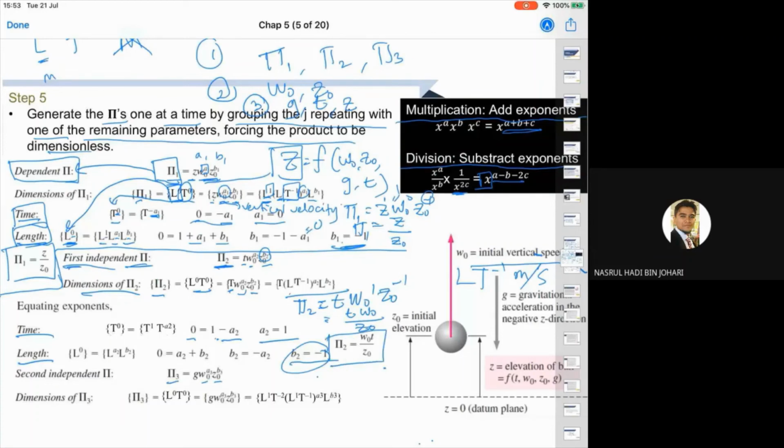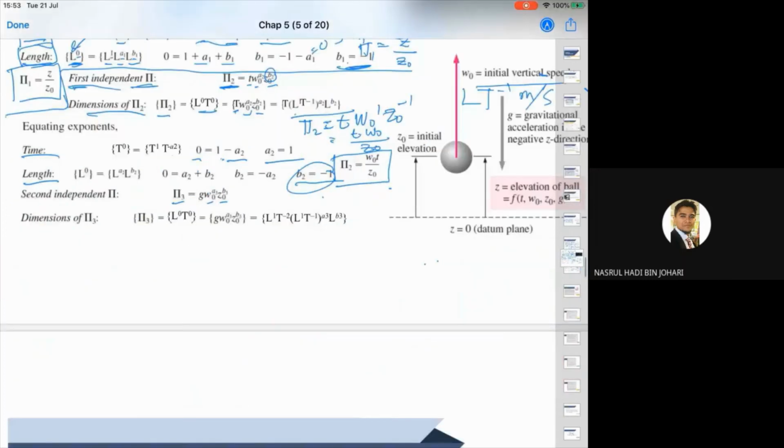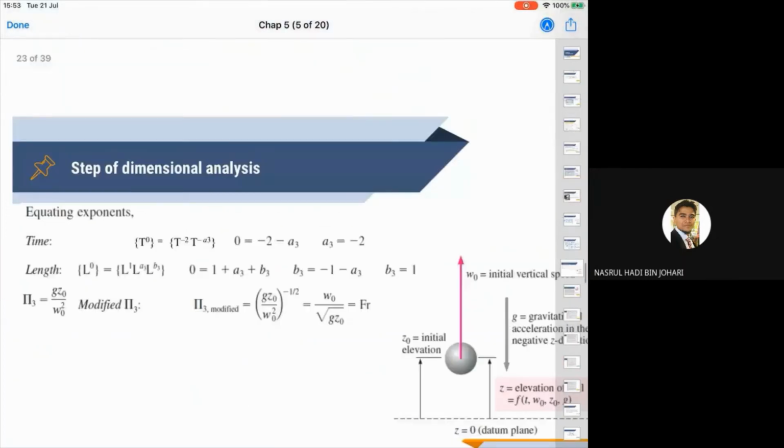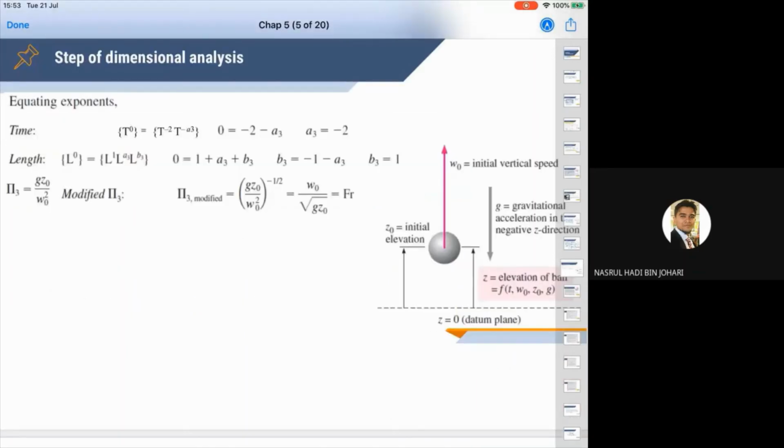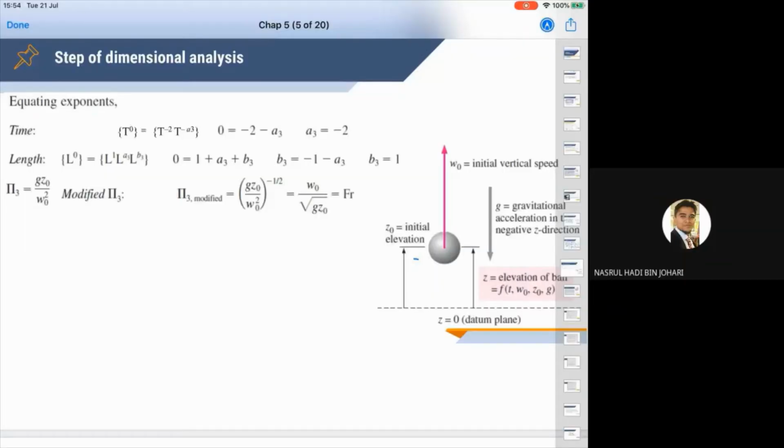Okay, you do the same for the third one. Then you will get the same equating exponent. Then you get the pi 3. The only thing particular or a bit tricky on the pi 3 is, if you look carefully, apa tadi? Whenever you put them all together, you get G Z naught W naught power of 2. And then you have to modify it so that it becomes dimensionless.